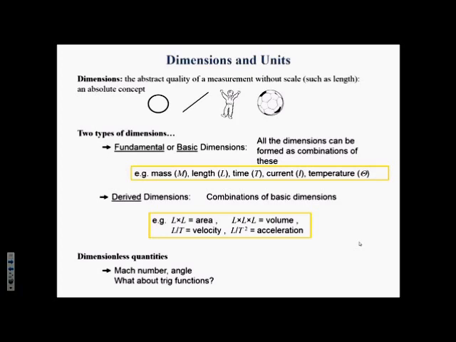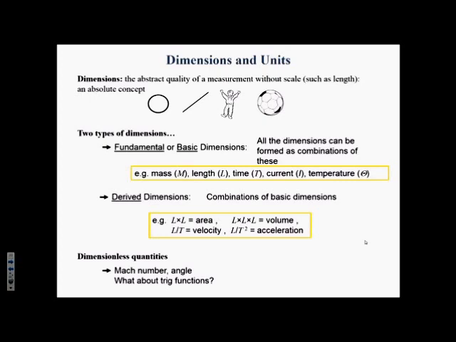The rest of the physical quantities can have what are known as derived dimensions, which are dependent on the base dimensions. So for example, area. Area has dimension of L squared, L times L. Volume has L cubed. Velocity has length over time, right? L over T. And acceleration is L over T squared.